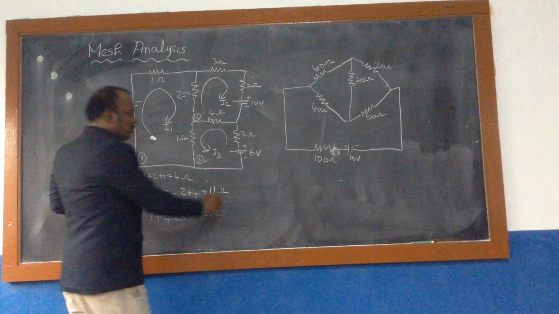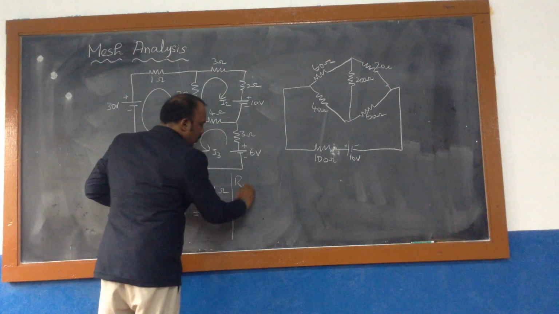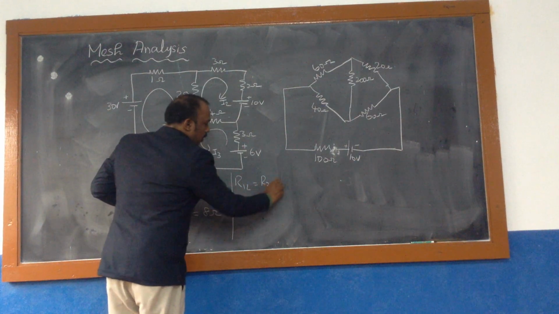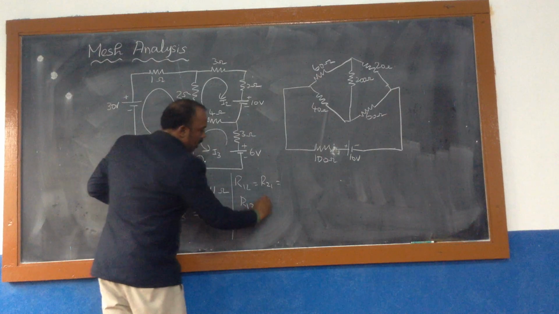Now the non-diagonal elements. What are the non-diagonal elements? R12 is equal to R21. R13 is equal to R31.